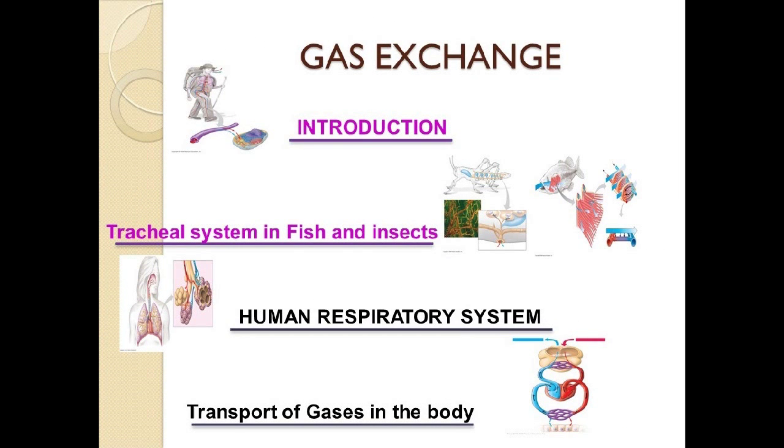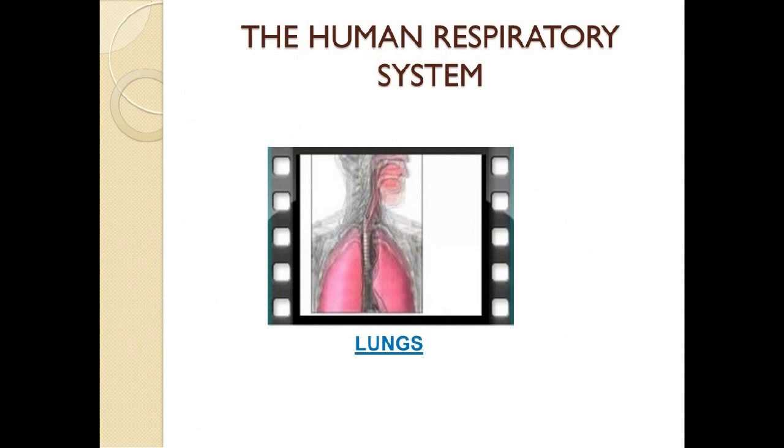Just a recap. Fish use a type of ventilation called counter-current exchange, while the tracheal system in insects does not use their circulatory system. Let us now move on to the human respiratory system. Let's now watch a video clip about the human respiratory system.